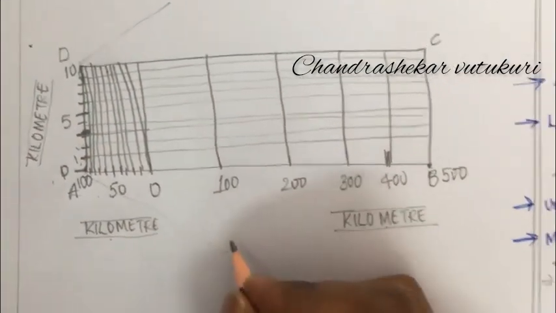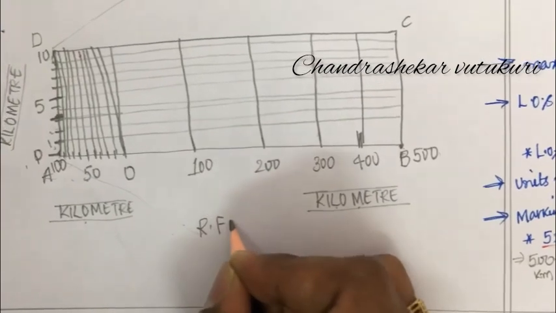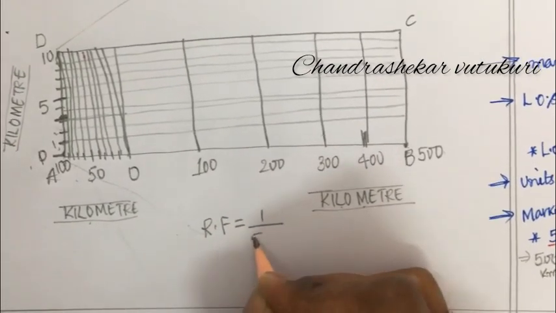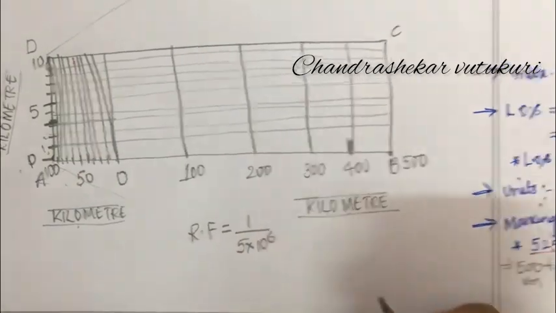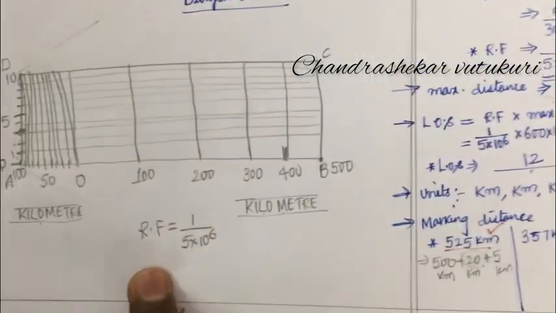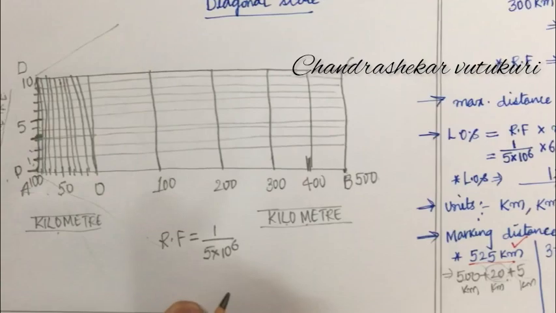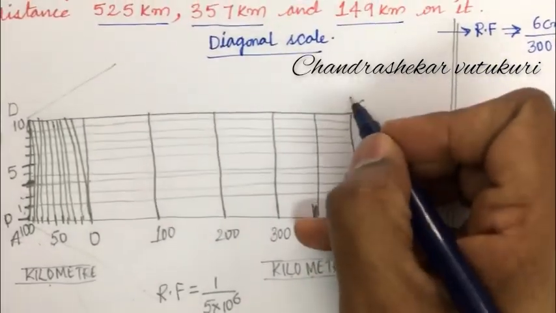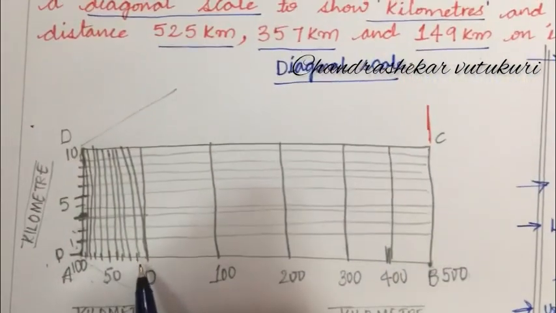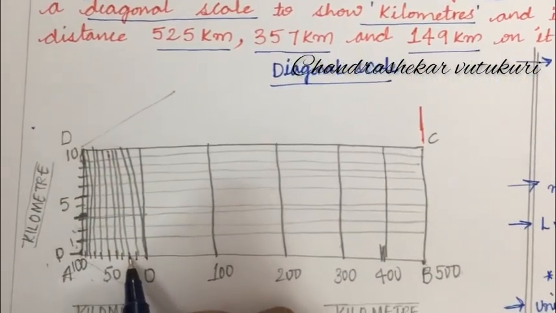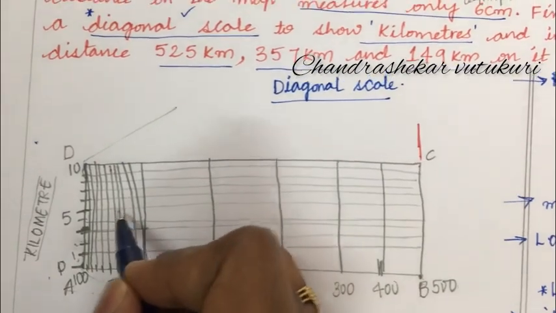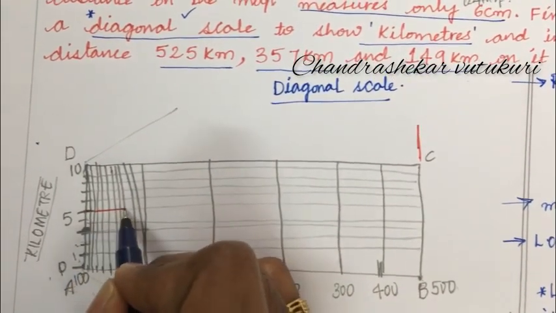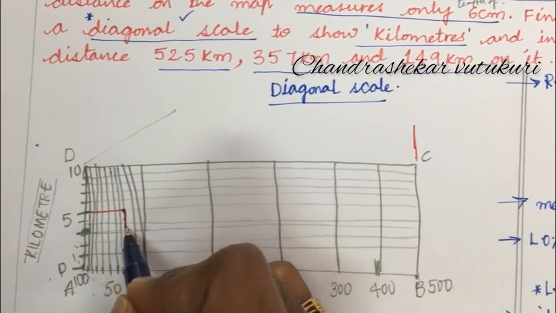Now, let us look at what you are supposed to write here. The RF of the scale is to be written, that is nothing but 1 upon 5 into 10 power 6. The RF of the scale is to be written exactly at the center of the scale. Now, look at the marking distance. It is 525 kilometer. I need to take 500 along this scale and 20 along this. So, this is 0, this is 10 and this is 20 along this, and 5 along this, isn't it? 25.